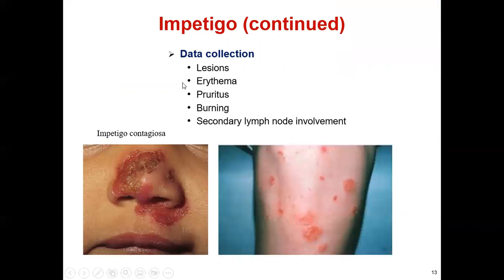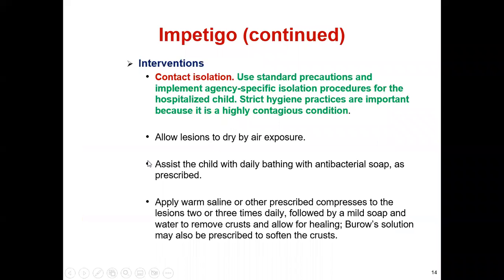So what are the signs and symptoms? The lesion is usually yellow or honey crusted, with erythema, pruritus or itchy, burning sensation, and secondary lymph node involvement. In this picture, we can see impetigo contagiosa.